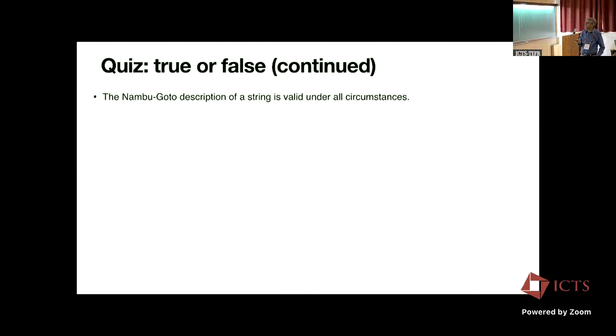The Nambu-Goto description of a string is valid under all circumstances. False. Cosmic strings can be infinite. True. Some strings can carry electric currents. True, superconducting strings. Cosmic strings can be infinite, yes. There must be a horizon when they are formed. They go all the way and never close on themselves, but there is a finite horizon at any particular time.